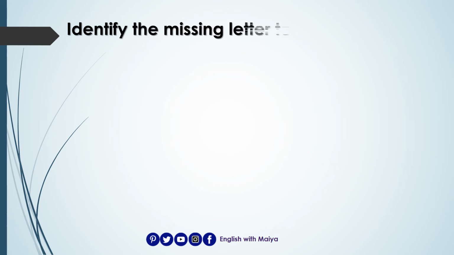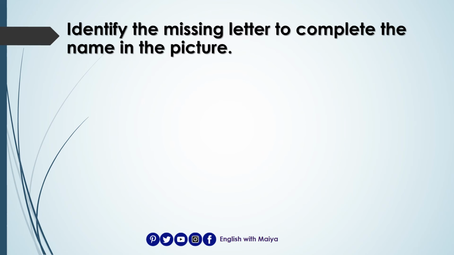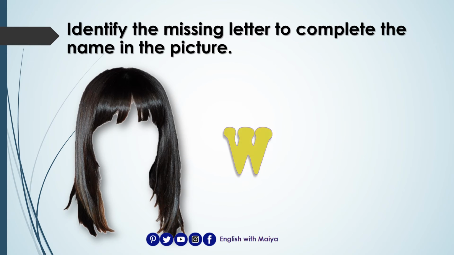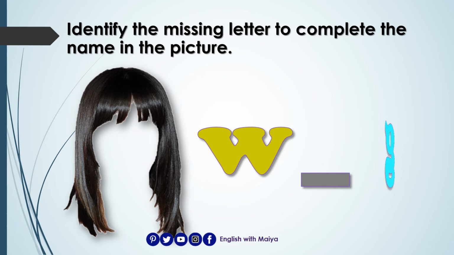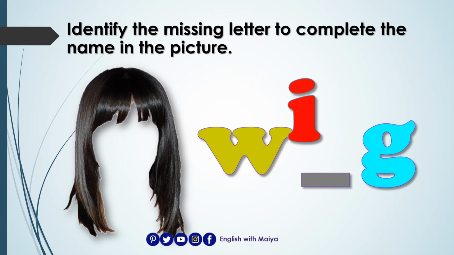Identify the missing letter to complete the name in the picture. You have 10 seconds to identify the missing letter. 10, 9, 8, 7, 6, 5, 4, 3, 2, 1. Time is up. The missing letter is I. W, I, G, wig.